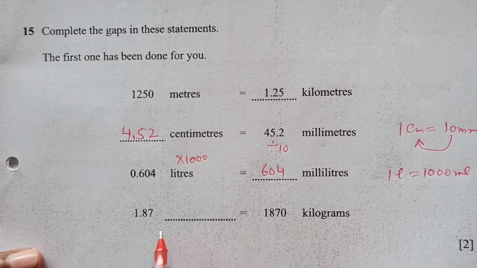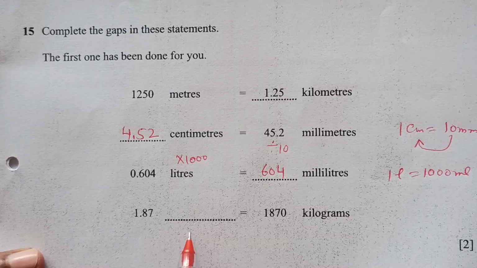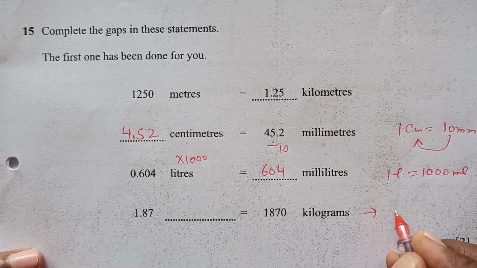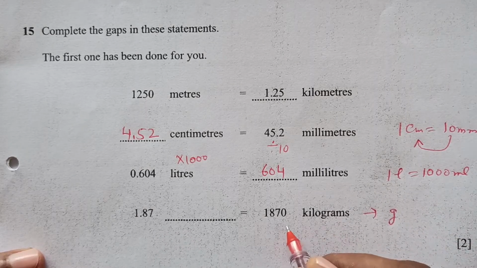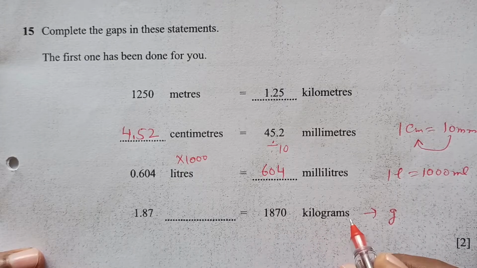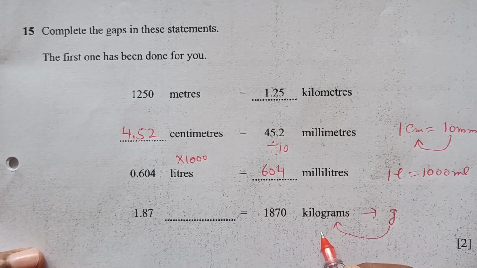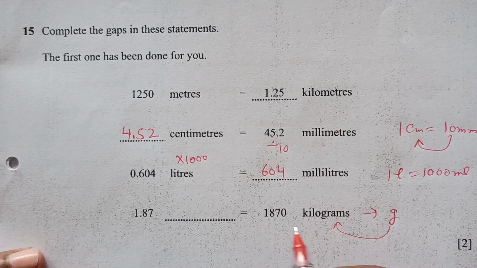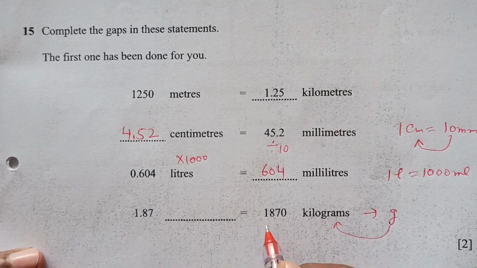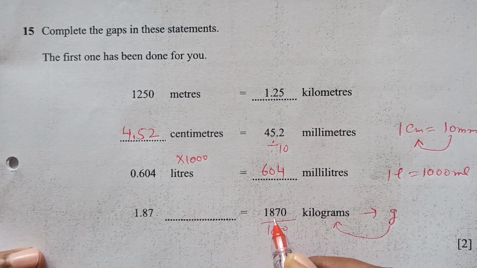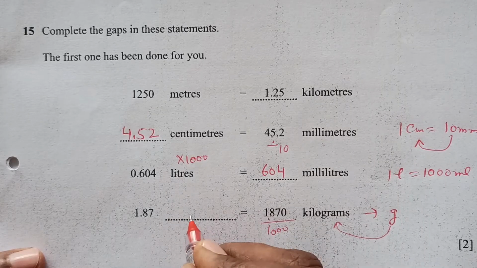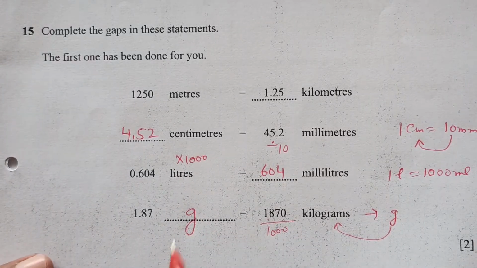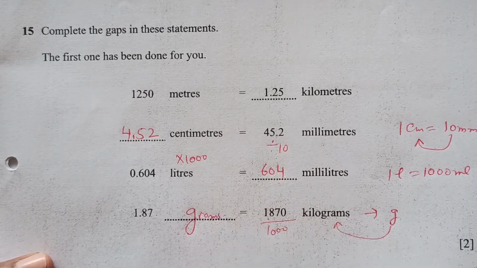Kilogram to, we need to find out the unit. So kilogram, obviously we are going to go first for the grams. Now if we make grams to kilograms, then you are going to divide. So here is gram. If you divide it by 1000, the decimal will come here. So that means this is a gram. Grams, right?